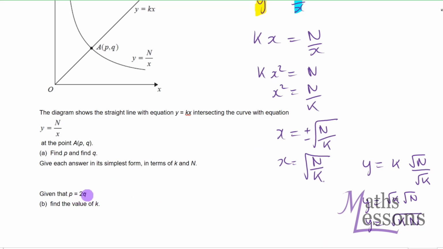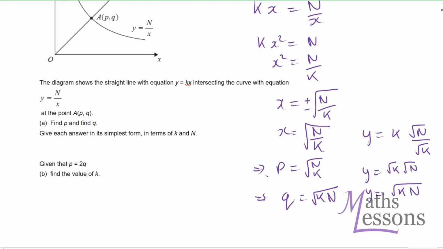Right, now we're given that P equals 2Q. Oh, sorry, I made a mistake, I haven't found the P and the Q. Now the P, remember, is the x value. So P equals the square root of n over k, and this also implies Q will equal the square root of kn. Sorry about that.